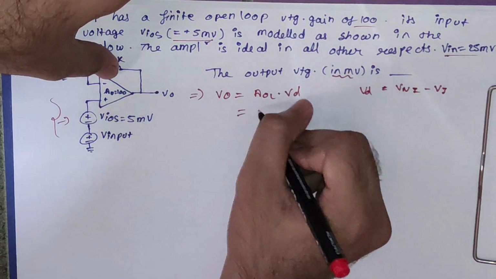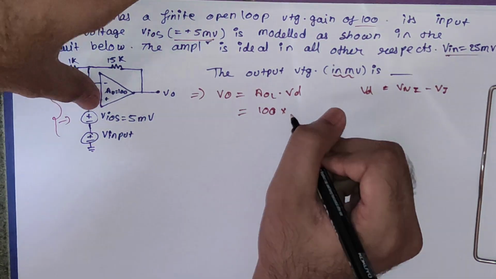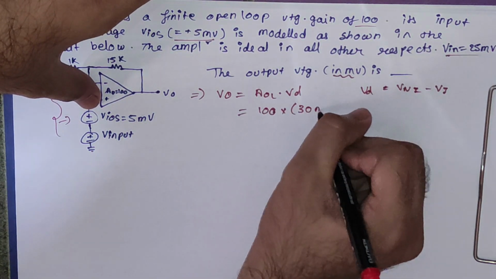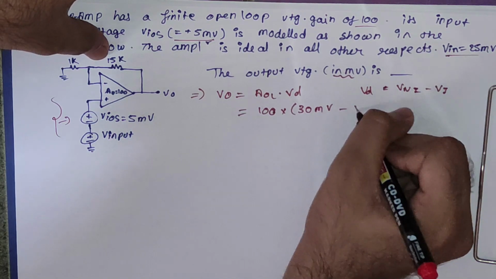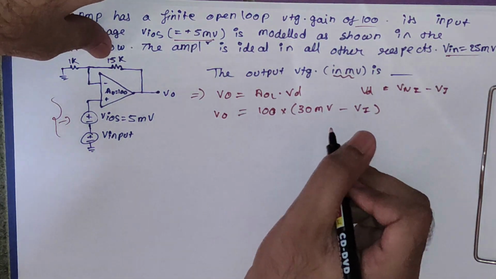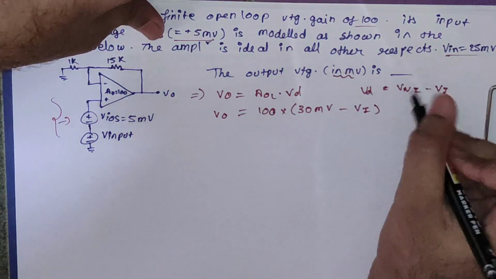Okay, this is what VIOS is, right? And AOL is given as 100, right? Into VNI will be 25 millivolt plus 5 millivolt, so basically 30 millivolt. Okay, and minus Vi, we don't know Vi here. Okay, so VO equals 100 into 30 millivolt minus Vi. This is your first equation.